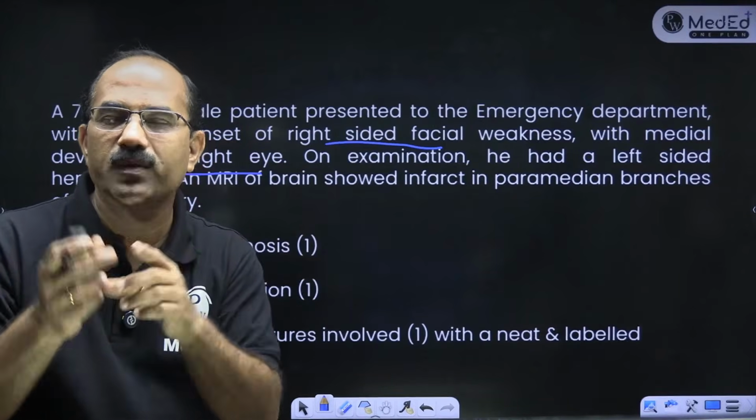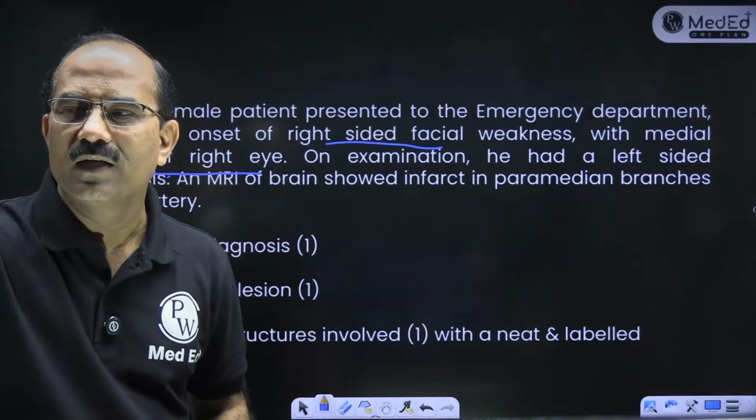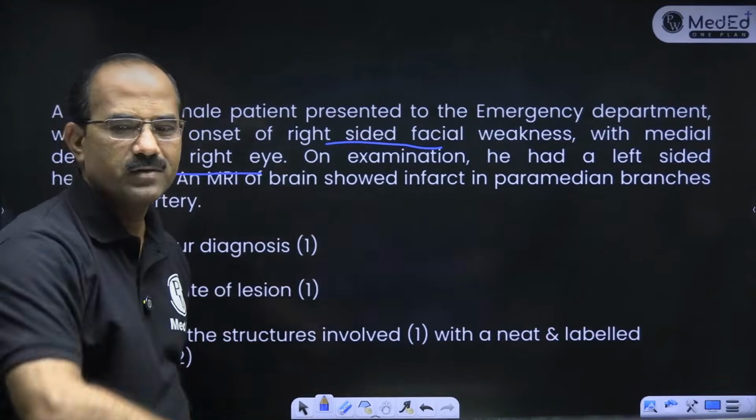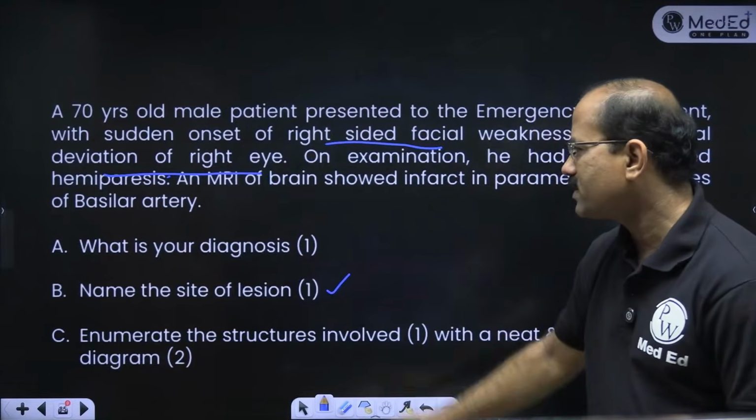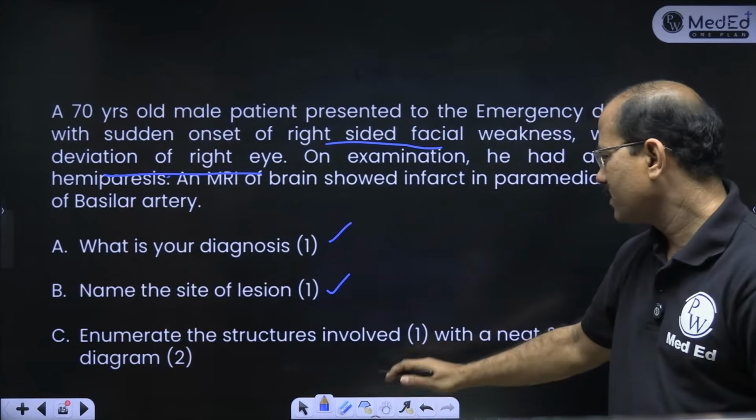Fine, matlab which nucleus is gone? Sixth nerve ka nucleus. That's how you analyze it. Fine, so that's Millard-Gubler syndrome. Name the site of lesion. It's the lower half of pons. What is your diagnosis? That is it.